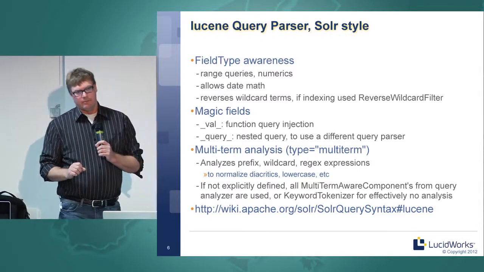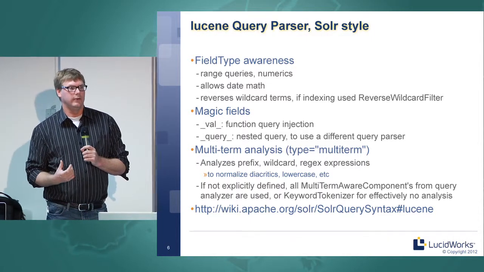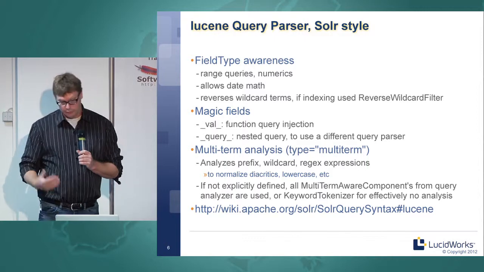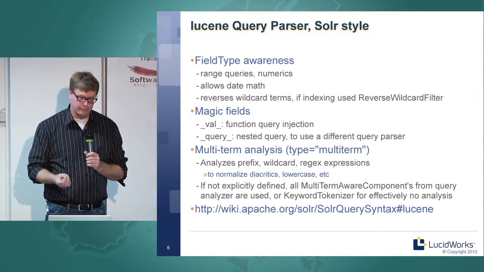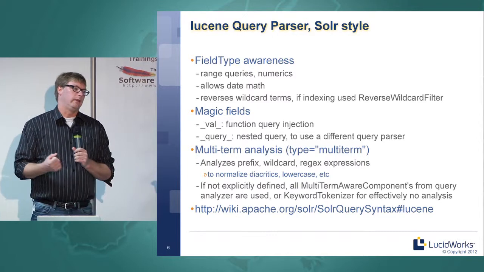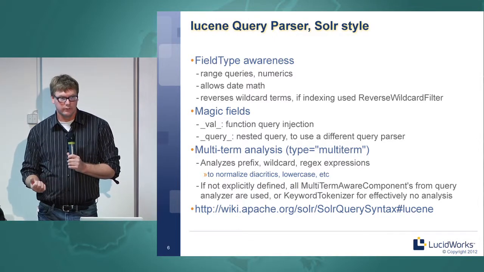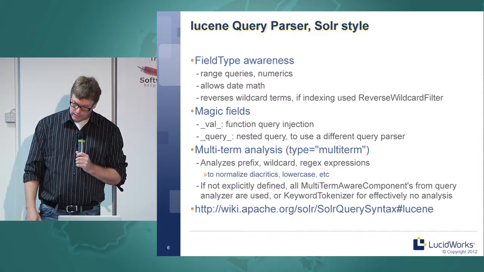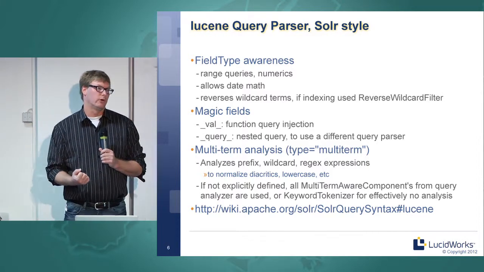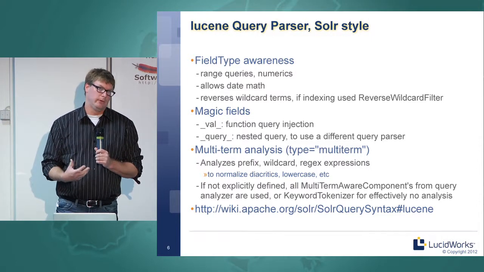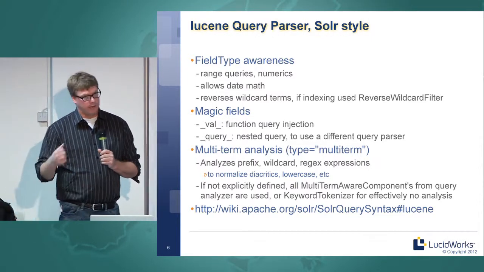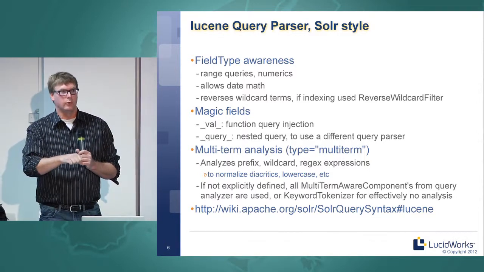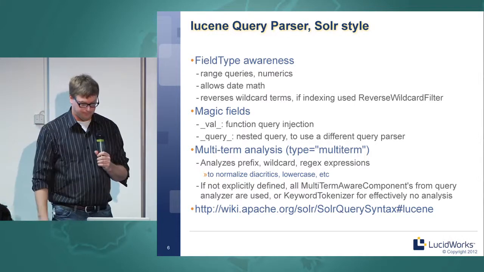There's a couple of magic fields that Solr's Lucene query parser adds. Internally, they're actually even called magic fields. There's the underscore val underscore. That allows you to plug in a function query to add to the score during the scoring process. And then there's this special one called underscore query underscore, and we'll talk more about that when we talk about the nested query capability, where it's basically a portal into leveraging other query parsers within a richer expression.